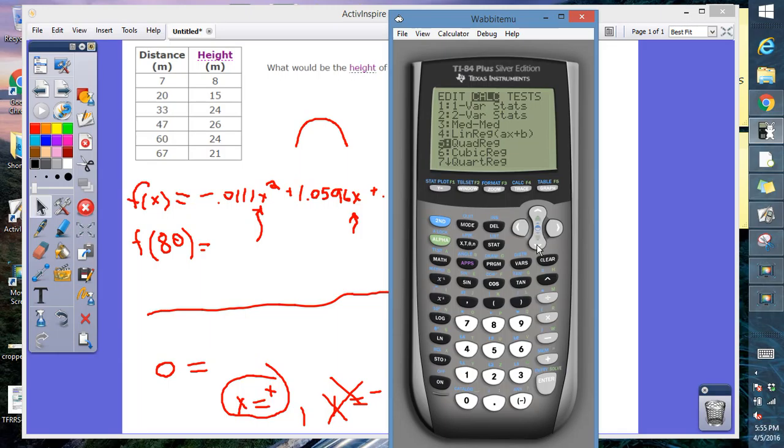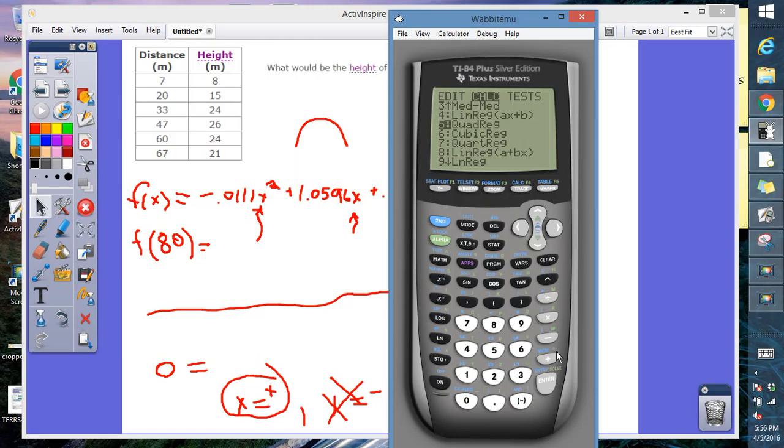Now when you get into Algebra 2 class, you're going to learn about these others. You can do a cubic regression or a quartic regression. There's lots of different functions. And if we keep going down, lots of mathematical regressions we can do to try to fit that data. I think for Algebra 1, we're just going to stick with the linear and the quadratic.